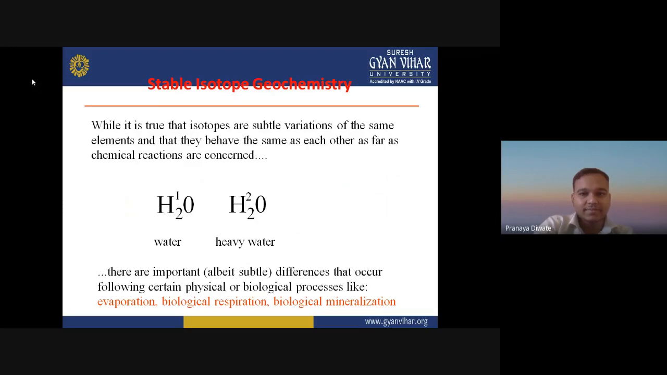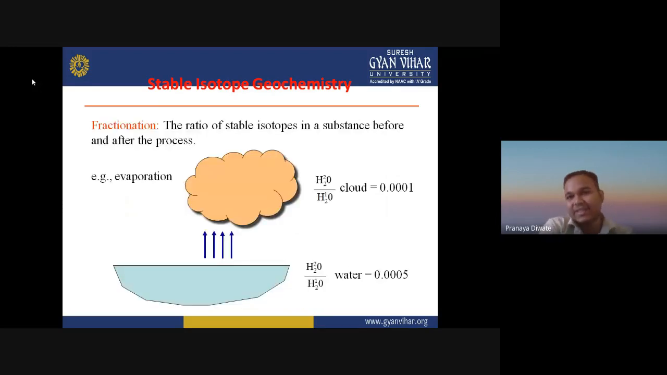So what is fractionation all about? Fractionation gives you exact information about stable isotope geochemistry and what process can operate. What exactly is fractionation? Fractionation is the ratio of stable isotopes in a substance before and after the process.